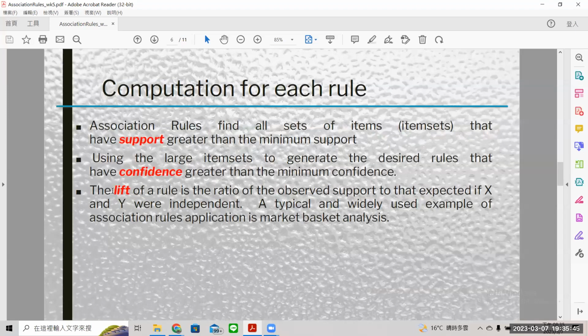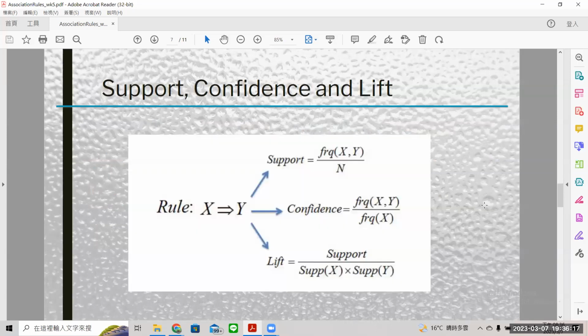Okay, and the lift of a rule is the ratio of the support to the support expected if X and Y were independent. So if they are not independent, of course the ratio will be lower. Okay, so that's the basic formula. Let's check about this.